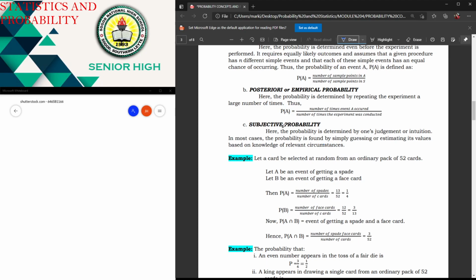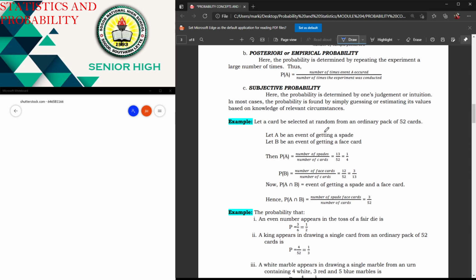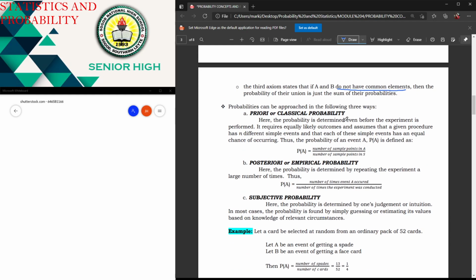And then, the subjective probability is determined by one's judgment or intuition. In most cases, the probability is found by simply guessing or estimating its values based on the knowledge of relevant circumstances. So these are the three ways, or approaches, in probability.